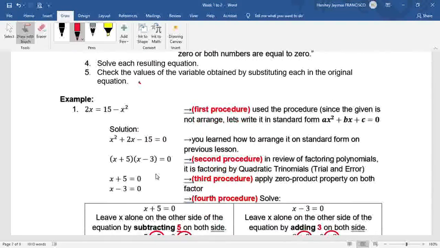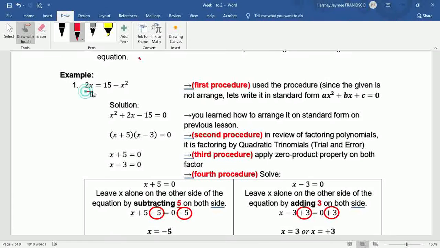I have here an example. I have 2x is equal to 15 minus x squared. Ang unang procedure ay to write the equation in standard form. Ito, susundin mo yung format. So, what are you going to do? So, dapat ang nauuna is the quadratic term, which is the ax squared, followed by the linear term, which is the bx, and followed by the constant equals to 0.